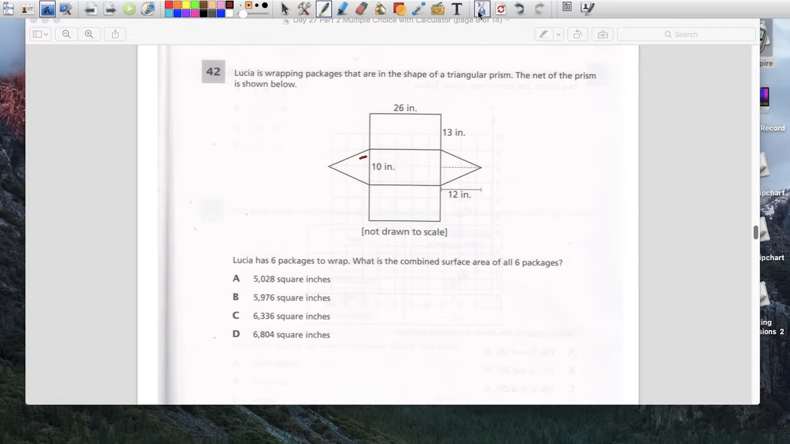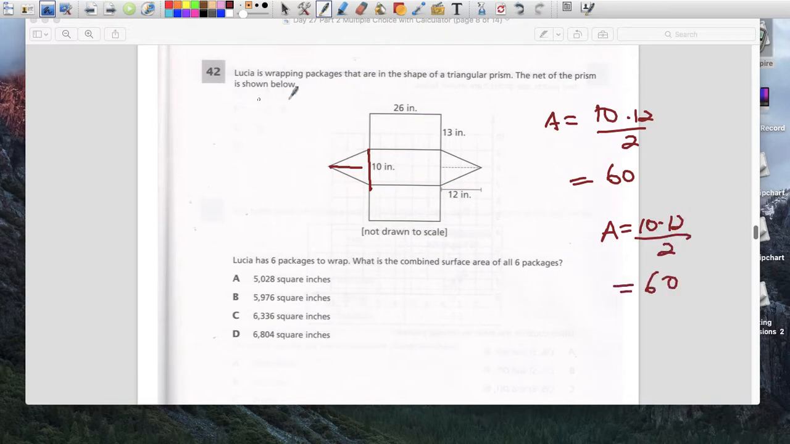This triangle, the base of that triangle is a 10, first of all. The height is a 12, and I got that from here. So it's 10 times 12 divided by 2, which is 60. And I have 2 triangles, so the other triangle is also 10 times 12 divided by 2, which gives us 60. And now I'm left with 3 rectangles.